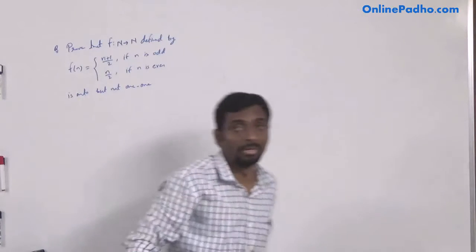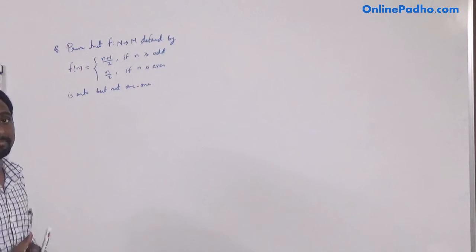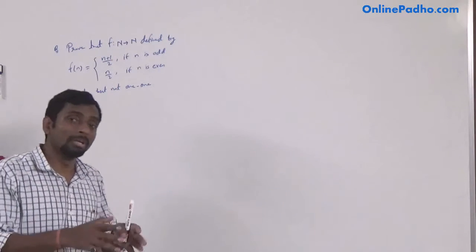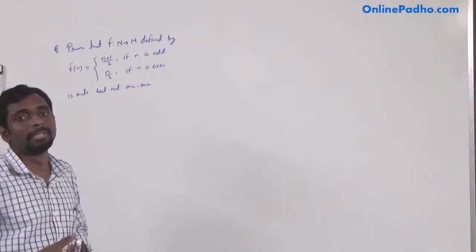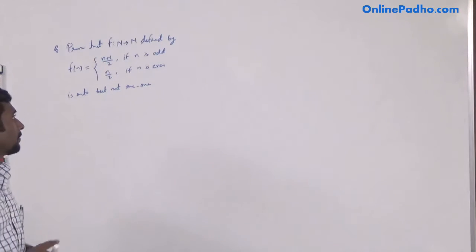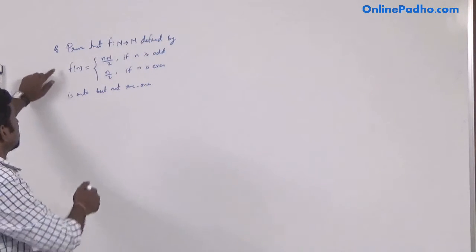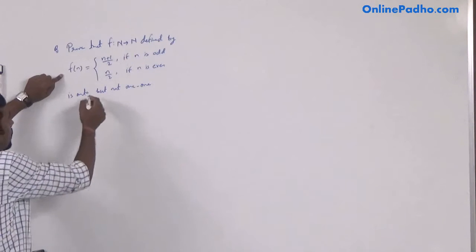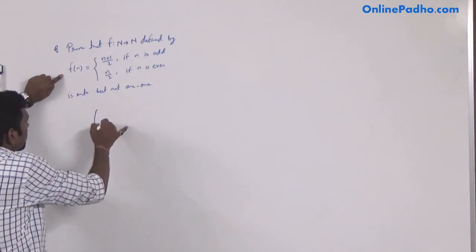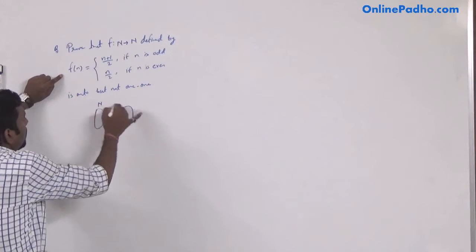This function is not 1-1. Not 1-1 means many-one. If more than one element in the domain has a single image in its codomain, that function is called a many-one function, not a 1-1 function. The function which is not 1-1 is called a many-one function. So let us see from the mapping. This is natural number to natural number.